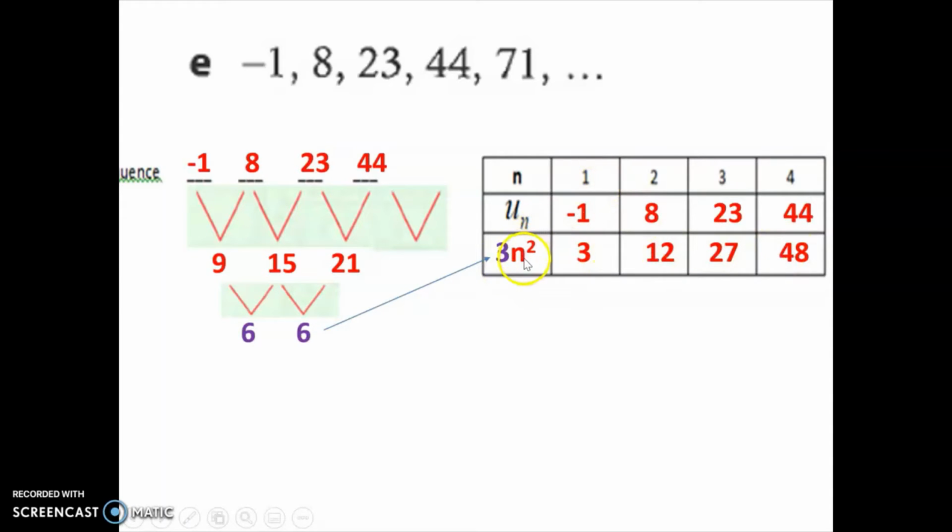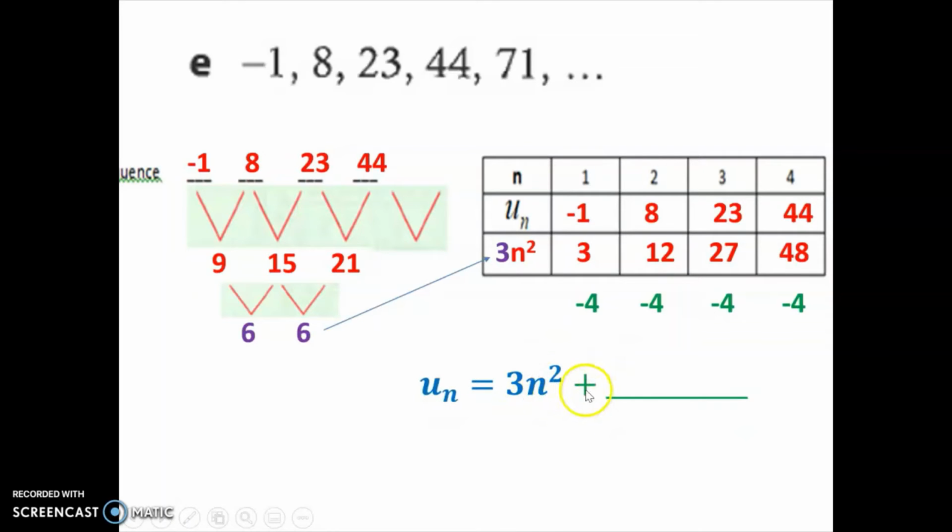So 1 squared is 1 times 3 is 3. 2 squared is 4 times 3, 12. Filling in the table by putting n values into here. There's that. Now find the difference. Oh, look at that. Constant difference. All right, we always have to subtract 4 to get the sequence we need. So what's our rule this time?